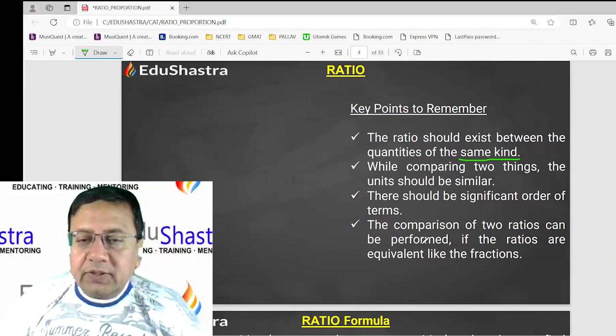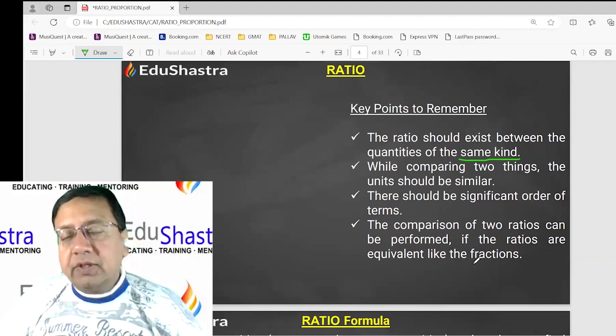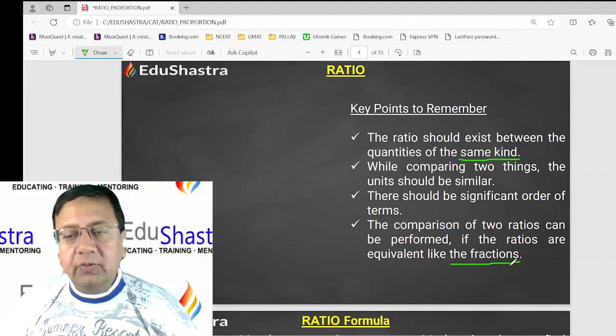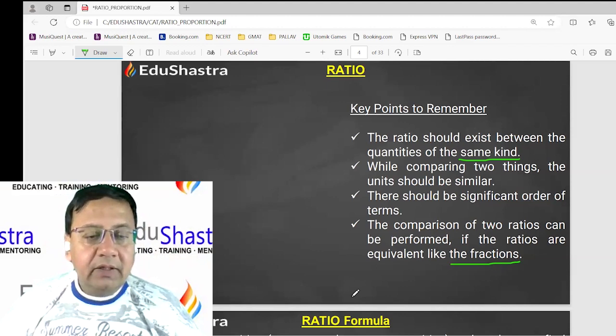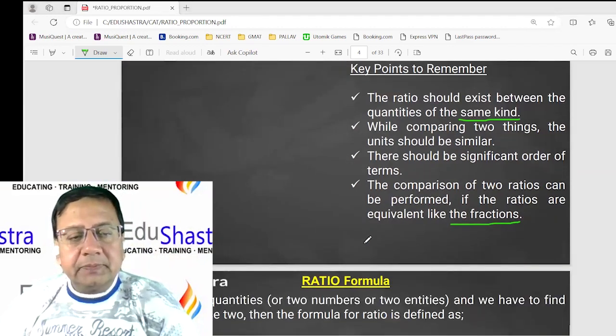Comparison of two ratios can be performed if the ratios are equivalent, like fractions, right? So ratios are represented in the form of fractions. Then only are you able to identify the ratios, right?